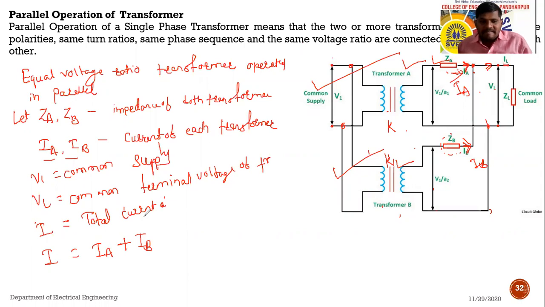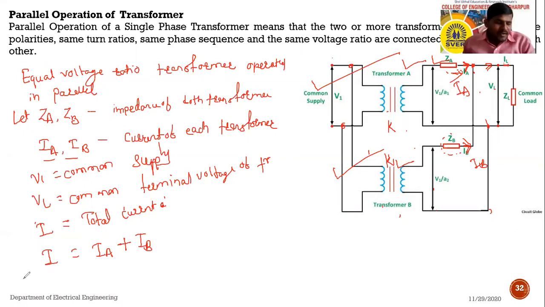Hello. Yes. What I am telling is, transformer A and transformer B are operating in parallel. We are just considering transformer A having an impedance ZA, and transformer B having an impedance ZB. All conditions are satisfied. Transformer A carries a load current of IA, transformer B carries a load current of IB. So the total current flowing through the load is the summation of these currents, or apply KCL at this point.